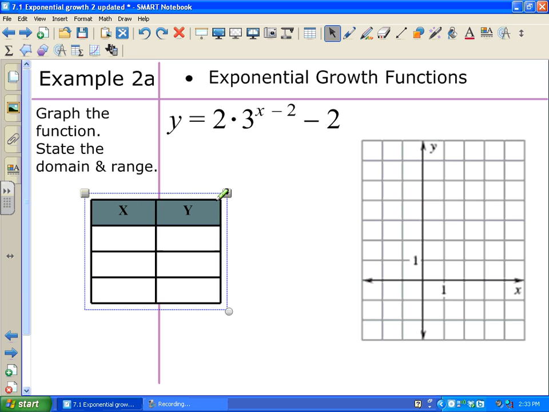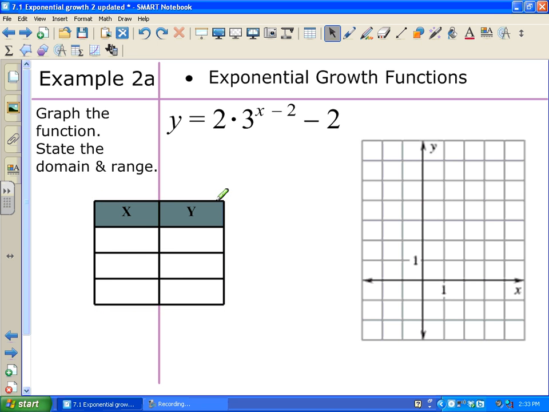Hopefully you got this copied down. Y equals 2 times 3 to the x minus 2 minus 2. Hopefully you're agreeing with me that this time your parent function is y equals 3 to the x. My x values for the parent will be 0, 1, and 2. And hopefully you can start doing this one in your head. That's going to be 1, 3, and 9.